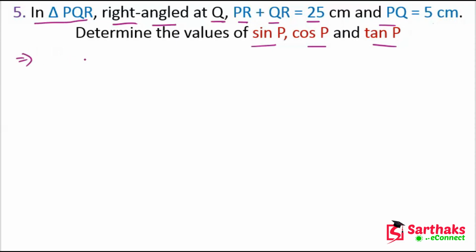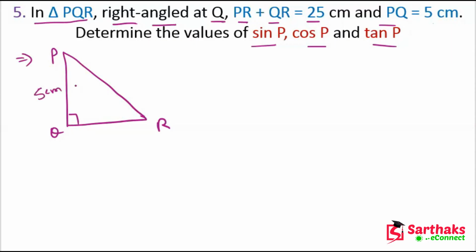So now we have a triangle like this, PQR. Right angle at Q means this is our right angle, and we know the value of PQ is 5 centimeter, and PR plus QR is equal to 25 centimeter, and we have to find the value of sin P, cos P and tan P. So let's do that.